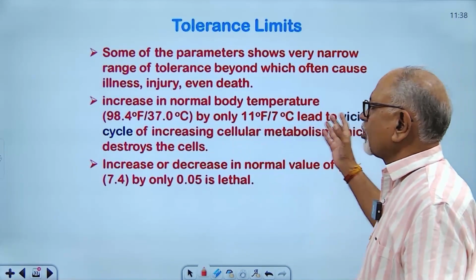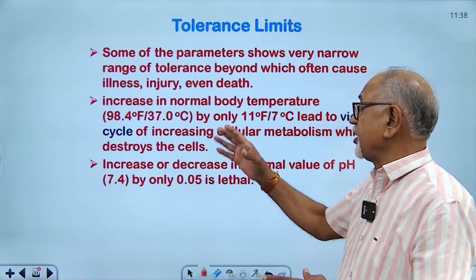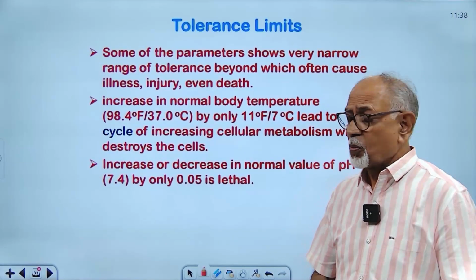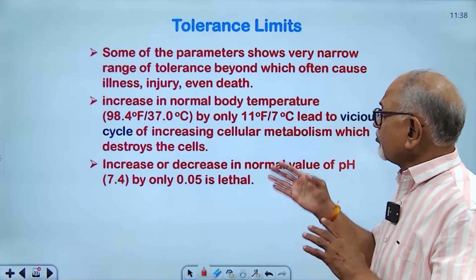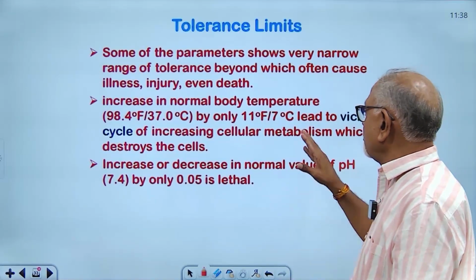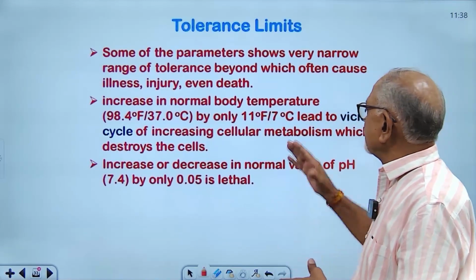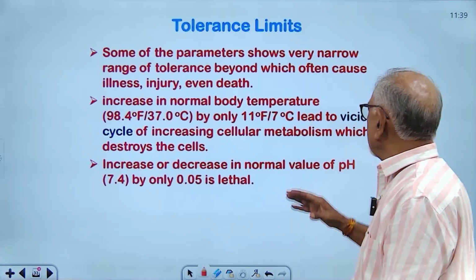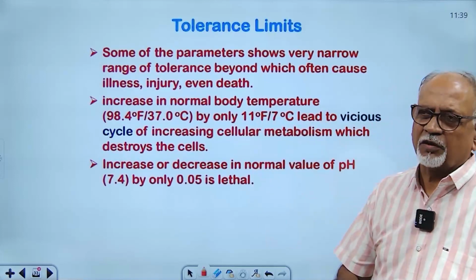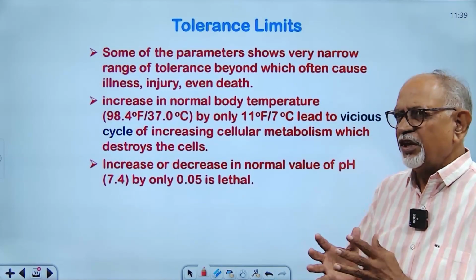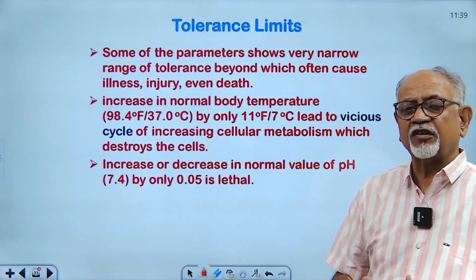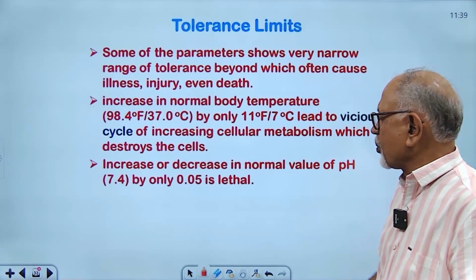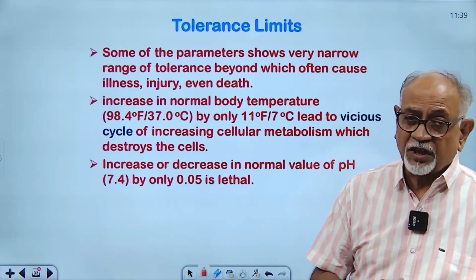Increase in the normal body temperature from 98.4 degrees Fahrenheit by 11 degrees Fahrenheit, or from 37 degrees centigrade to 7 degrees more, leads to a vicious cycle. That means the metabolic rate of the cells increases and the cells damage themselves. There is damage of enzymes also.